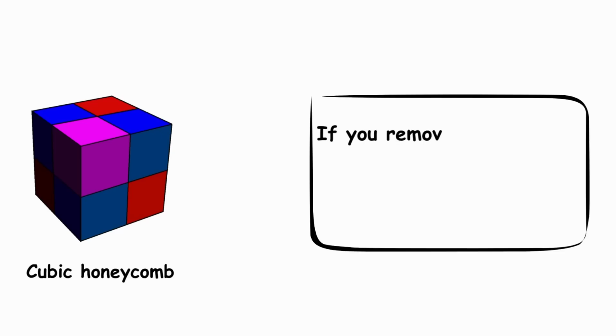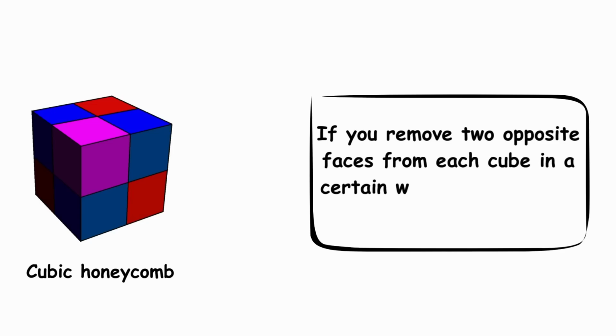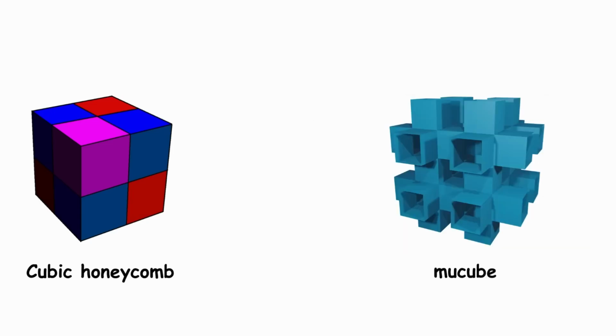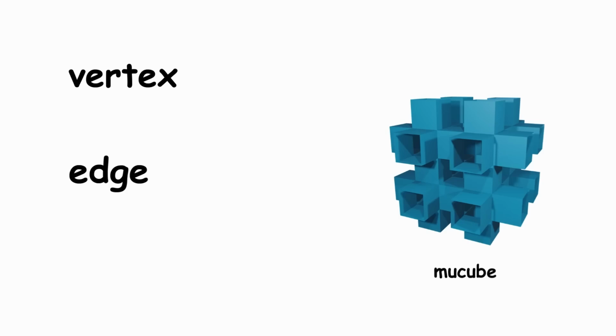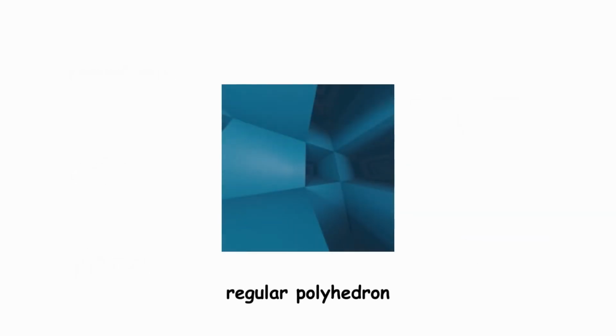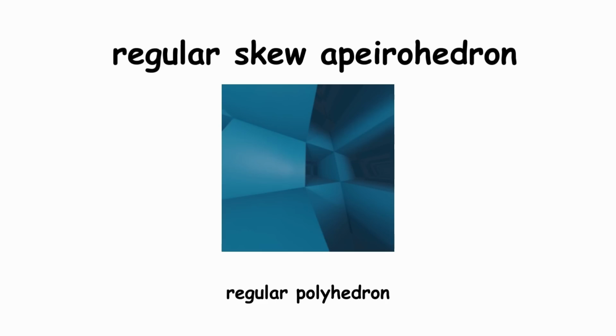Now, imagine an infinite grid of cubes, known as a cubic honeycomb. If you remove 2 opposite faces from each cube in a certain way, you will get a special shape called a Mucube, short for multiple cube. Any vertex, edge, or face of the Mucube can be moved to any other while keeping it the same, so it is a regular polyhedron, specifically a regular skew apeirohedron.